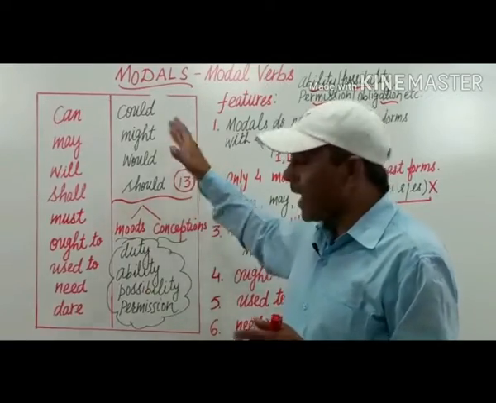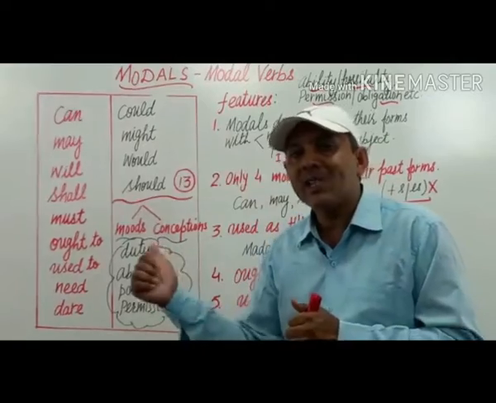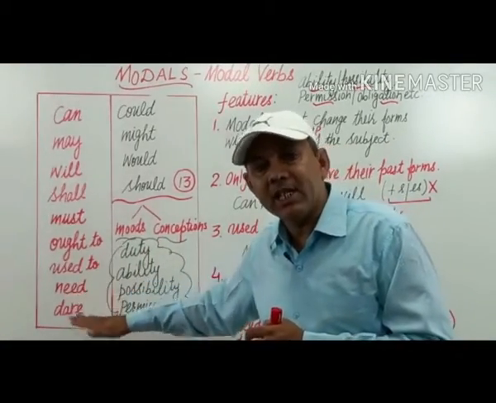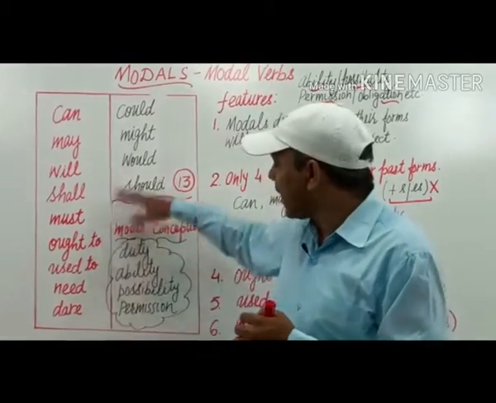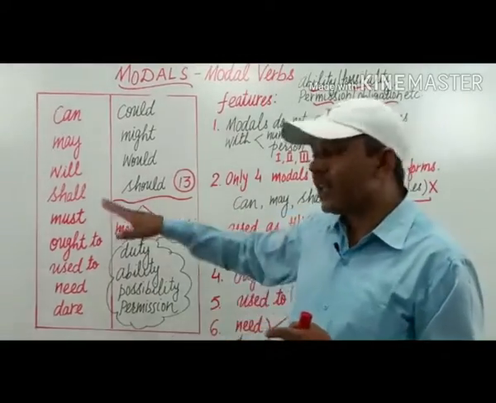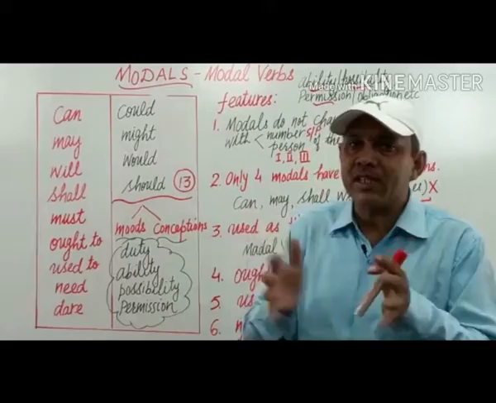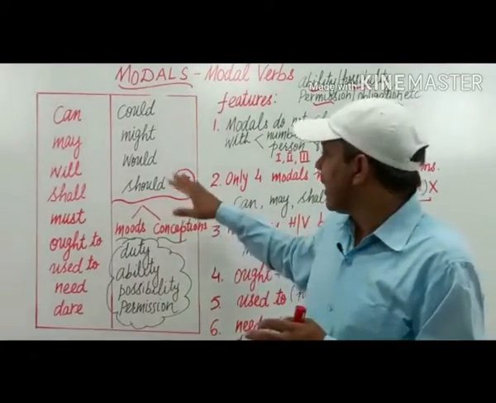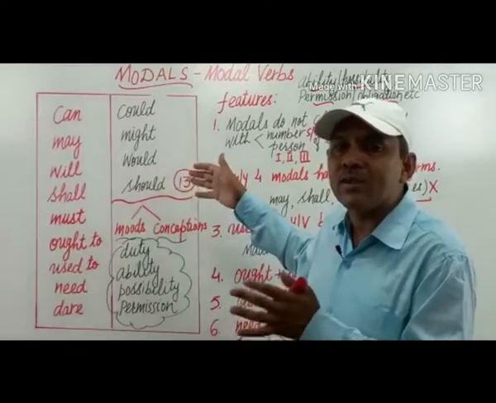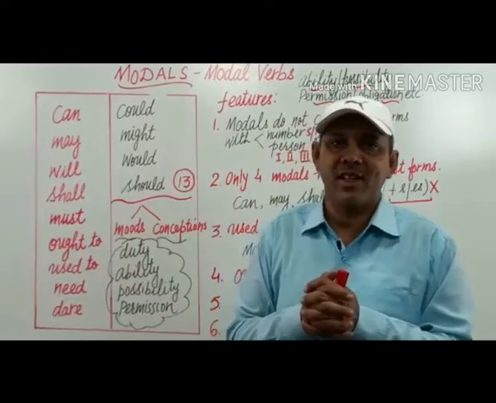Unlike primary auxiliaries, they can't be used as ordinary verbs except a few, except need and dare. They can't be used as main verbs in sentences. They are used as helping verbs. There are certain features of modals. In the introductory period, let us revise what the features of modals are. How do they behave in sentences?